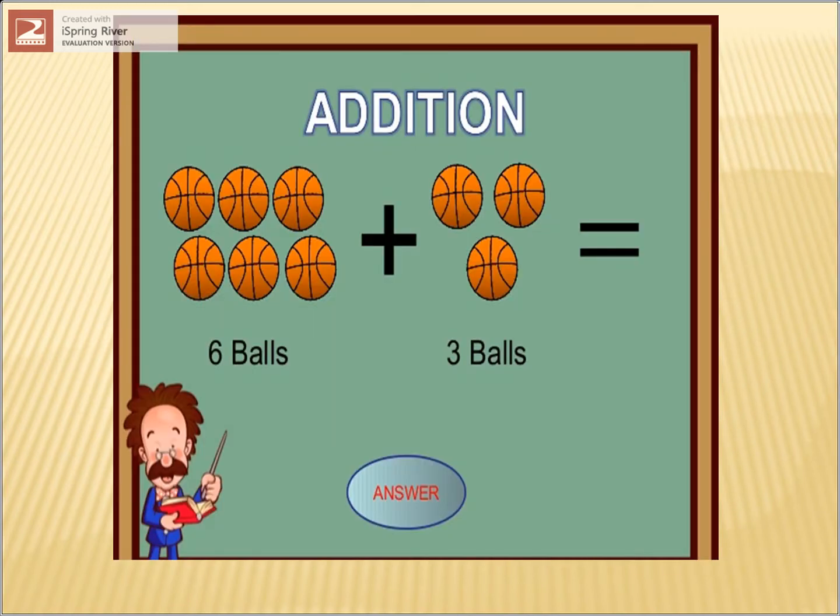Now let us count the balls over here in the first place. 1, 2, 3, 4, 5, 6. Now we will count the balls in the second place. 1, 2, 3. So now how many balls are together? 1, 2, 3, 4, 5, 6, 7, 8, 9. So total we have 9 balls.